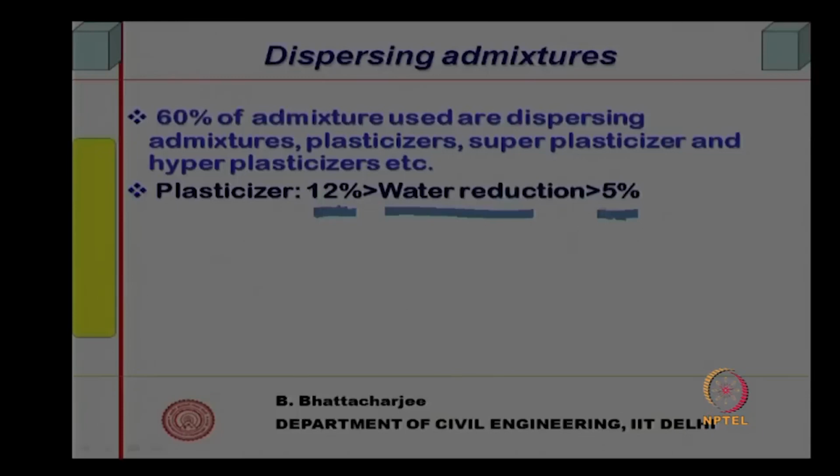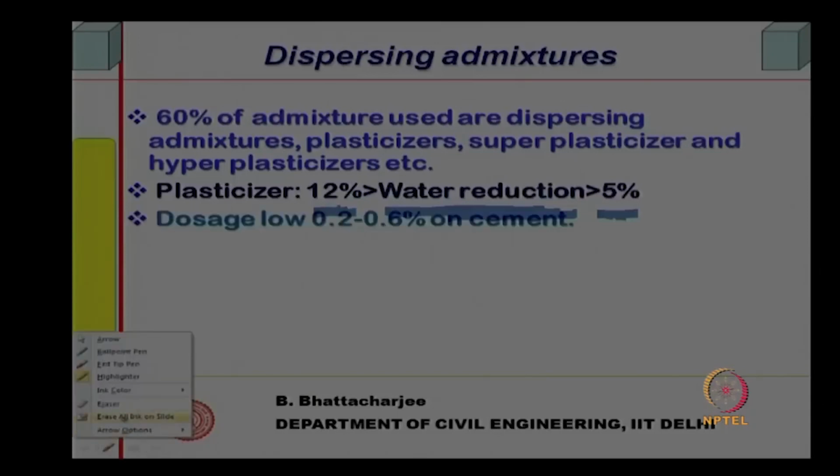So, the nomenclature differs. In ASTM classification, largely they will call them water reducing agent, whereas in some other nomenclature they will be called plasticizer. Now, these plasticizers can reduce water requirement by 5% to 12%. So, it will be more than 5%, less than 12%. So, water quantity for the same plasticizing effect will be reduced by this amount.